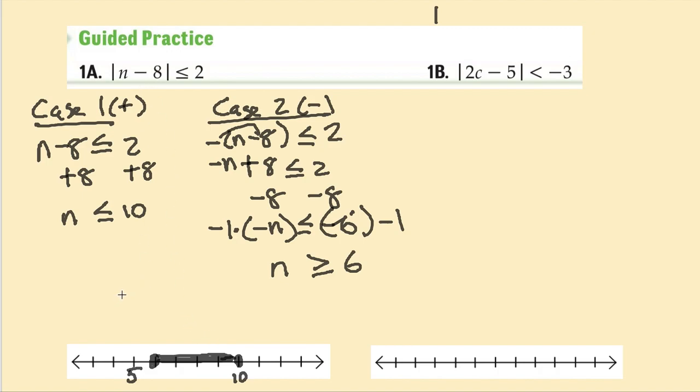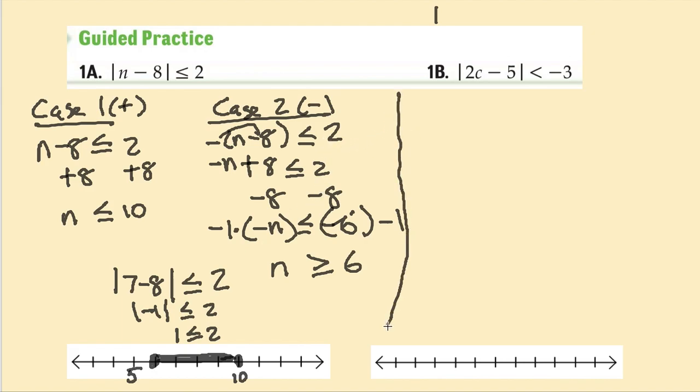So if we use 7, let's try 7 just because it's in there. We go 7 minus 8, absolute value of that should be less than or equal to 2. Well, that's the absolute value of negative 1, which becomes 1. And is 1 less than or equal to 2? Yeah, sure is. So pretty straightforward example, just reinforcing what we know.